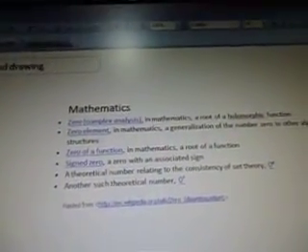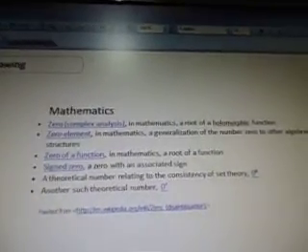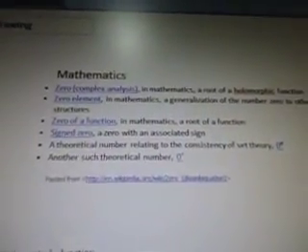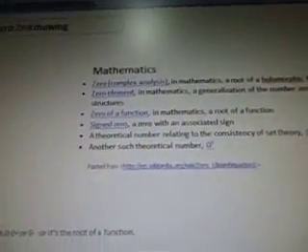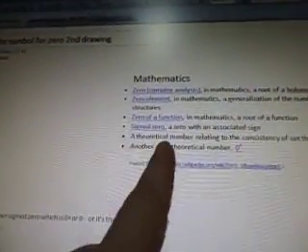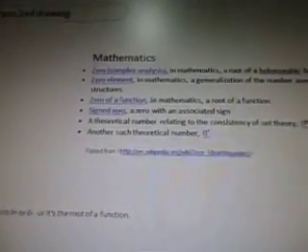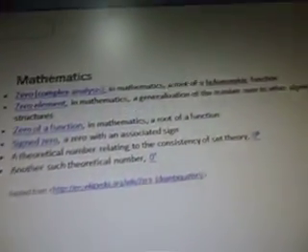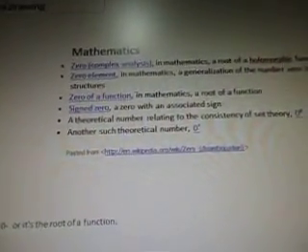That's the next one. Okay, so this is when I googled zero, I was trying to find out what the Babylonians or the ancient Mayas thought of it. So Wikipedia comes up with mathematics: zero, complex analysis in mathematics, a root of a holomorphic function, which I still have to look up and see what that means. Zero element in mathematics is a generalization of the number zero to other algebraic structures. Zero of a function in mathematics, a root of a function, and sign zero, a zero with an associated sign, a theoretical number relating to the consistency of set theory, zero sharp, another such theoretical number, zero plus.